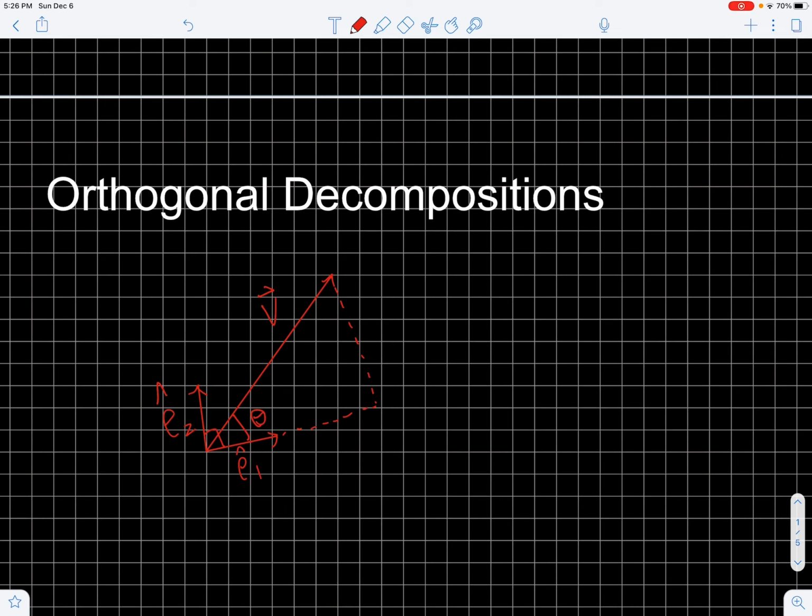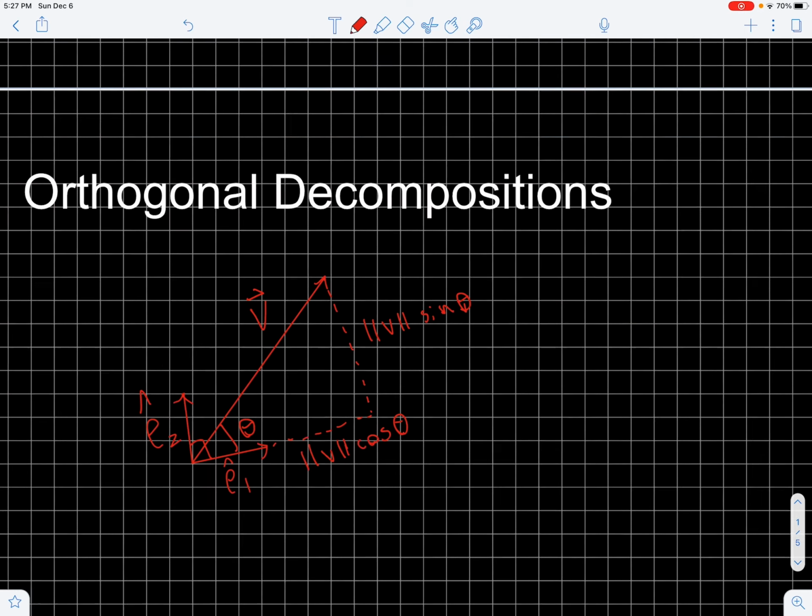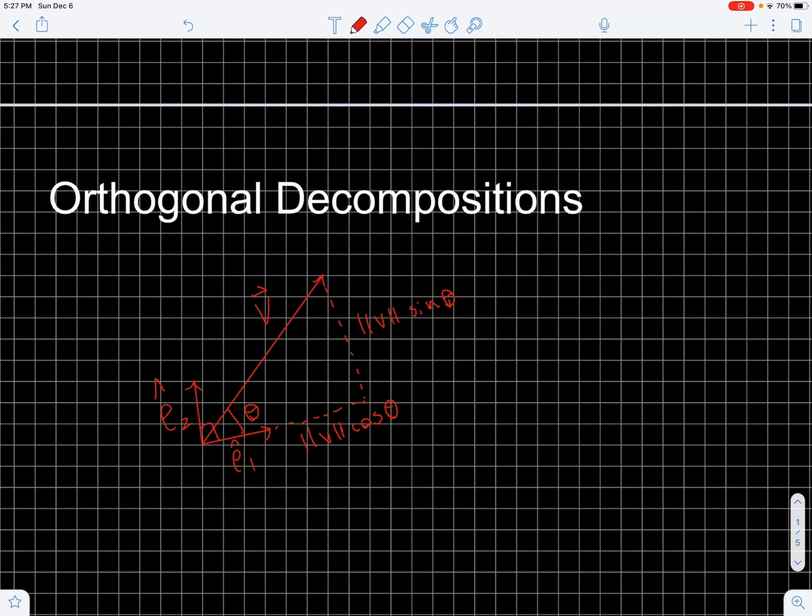So if we know our little angle theta, we know that this edge over here is the norm of v times the sine of theta. And this little piece is the norm of v times the cosine of theta. And you can verify me on that if you don't believe me. That's just some trig stuff you guys probably should have done in physics.